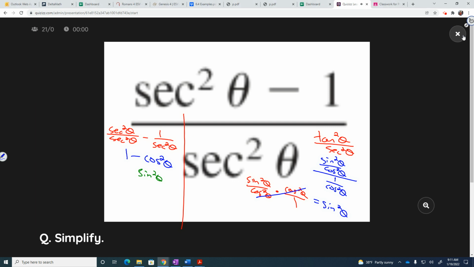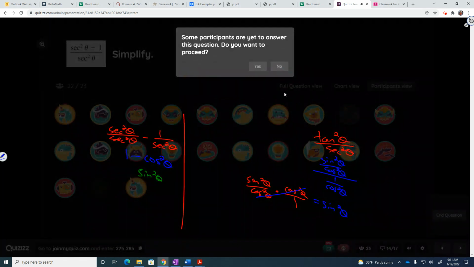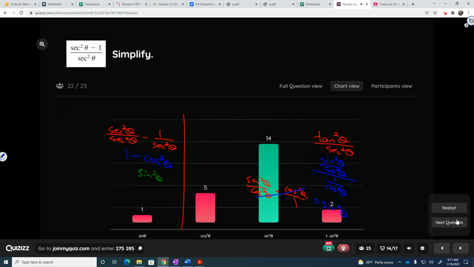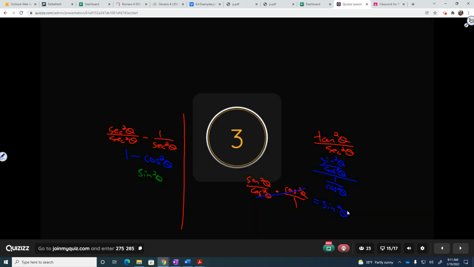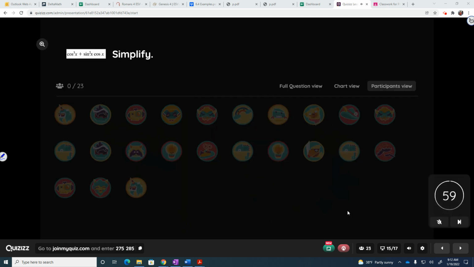Either way, we get sine squared. And last one, I believe here. Oh, I guess we got 3 more. Oh yeah, this one's a hard one too. Let's think before you answer it.